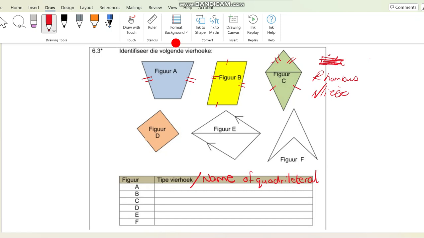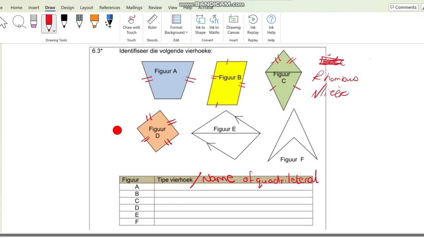Then with figure D, which is actually a very interesting one. Figure D has all sides of the same, all opposite sides are the same. So technically, this is just a square, a vierkant that's been tilted. But it could also become other shapes.